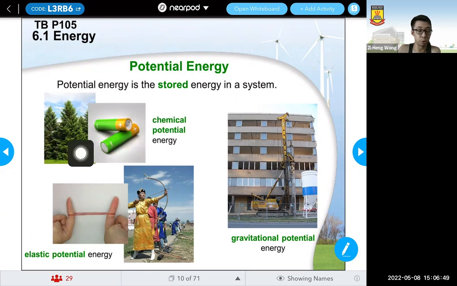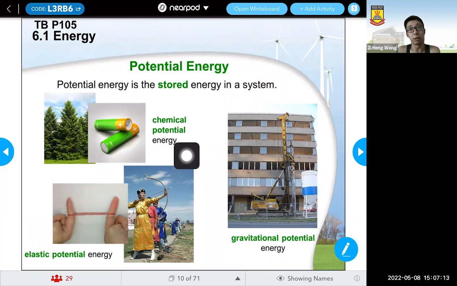For example, trees are also chemical potential energy. When you burn them, this energy gets converted into light and thermal energy, and so on. The food that you eat is also a form of chemical potential energy. After you eat the food, your body digests it and converts this chemical potential energy into kinetic energy where you can move.